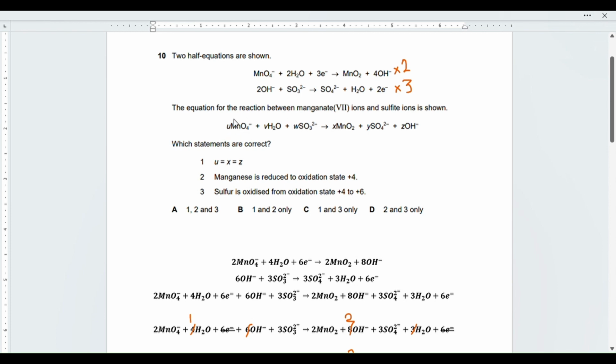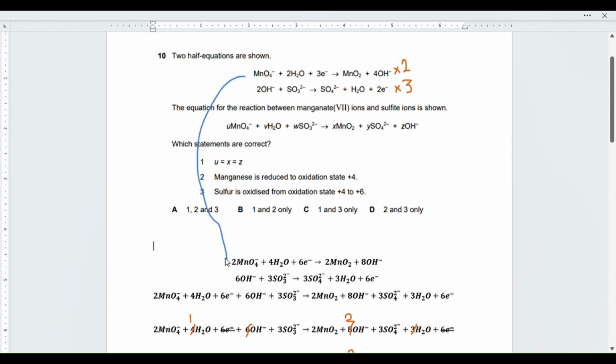You have to find this final equation that comes out after solving these two half equations and see which of the statements match this. So let's solve this. There's 3 electrons here and 2 electrons here. I'm going to multiply this by 2 and 3 respectively to get the number of electrons to be constant throughout.